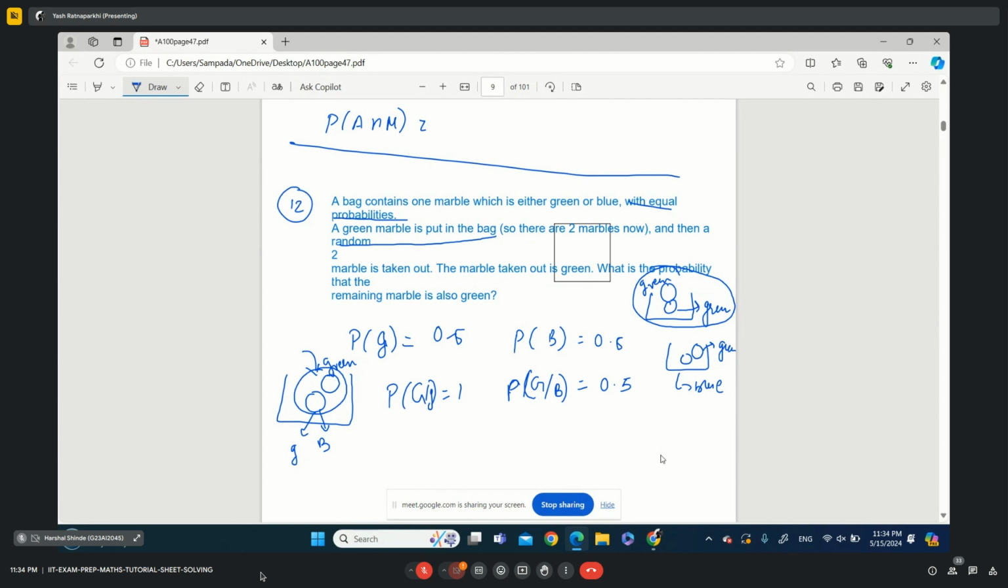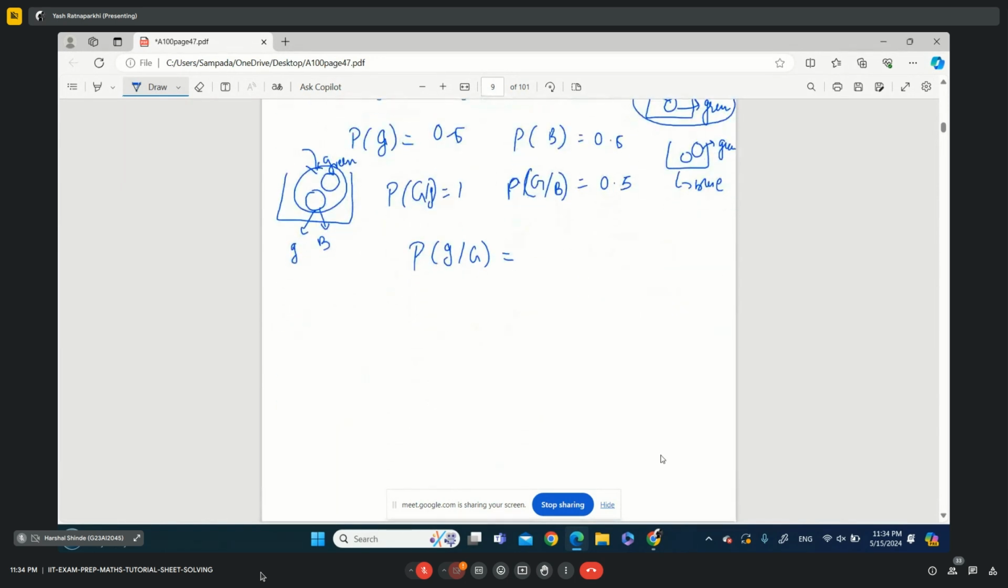Now see what is asked. It is asked that the marble taken out is green. So it is told that the marble that I picked was green. What is the probability that the remaining ball was also green? So basically, I need to find the probability of G given capital G. I know that the new ball, capital G is the new ball, that I took is green. I just need to find the probability that the old ball will also be green. Again, I'll put the same formula, nothing else. That's why I made you understand Bayes' theorem. So what will it be?